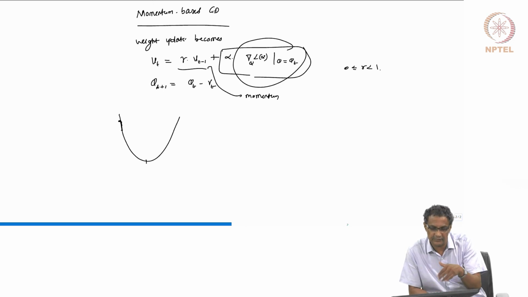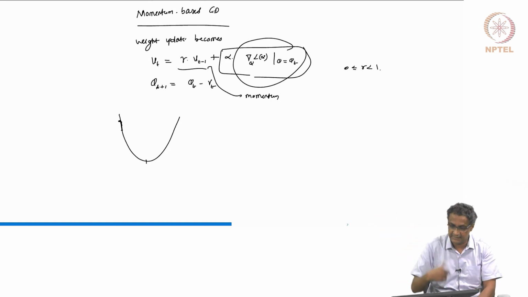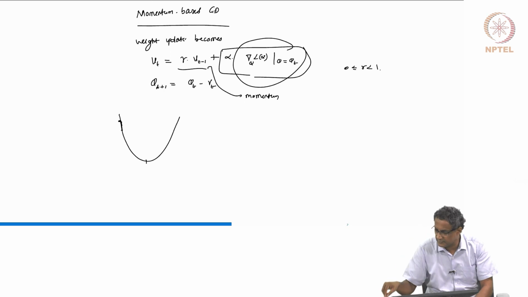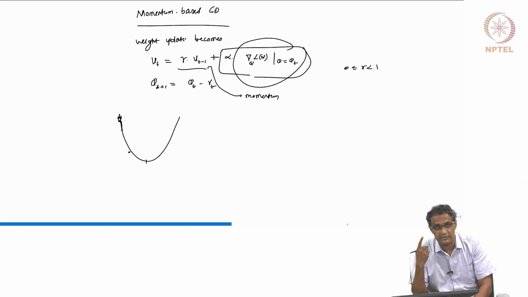If you start with V0 equal to 0, then V1 will be gamma V0 plus something, but that term drops off and you just have the right hand term. Then when you go to V2, you'll get gamma V1, which then multiplies. So you'll see gamma square, gamma cube, and so on for the past terms. It's exponentially decaying, because when you are here, you wouldn't want to give too much importance to the direction from several steps before.